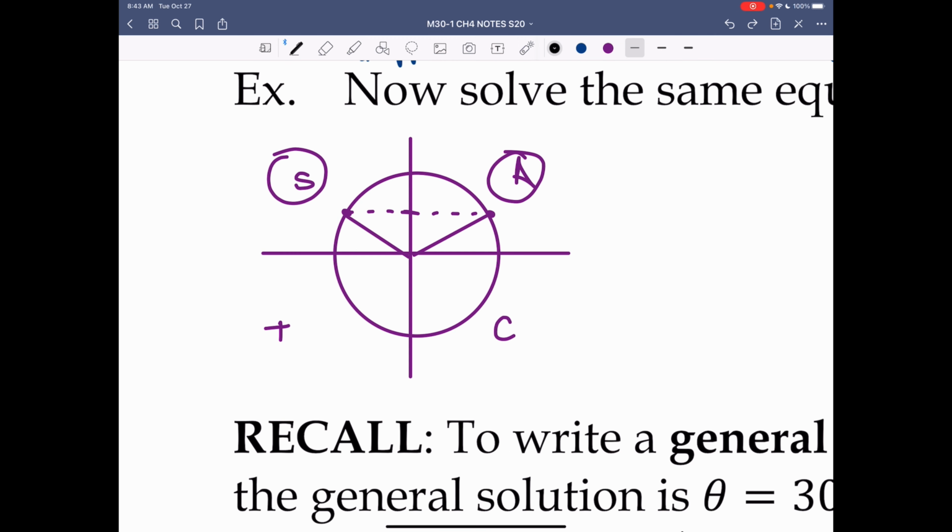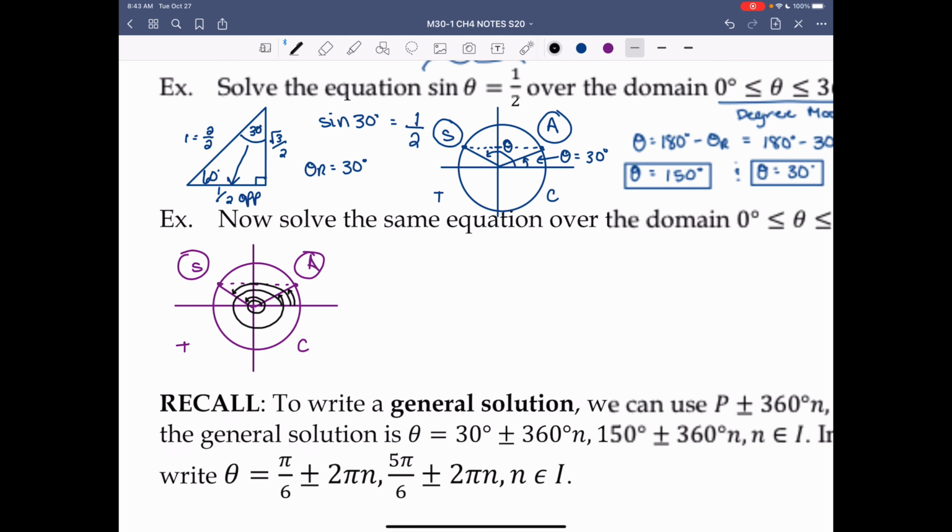So we have our first angle, which was 30. We have our second angle, which was 150. Then if we go all the way around and back to our first angle, that would be another angle. And if we go all the way around and back to our second angle, that would be a fourth solution. So we have 4 thetas here.